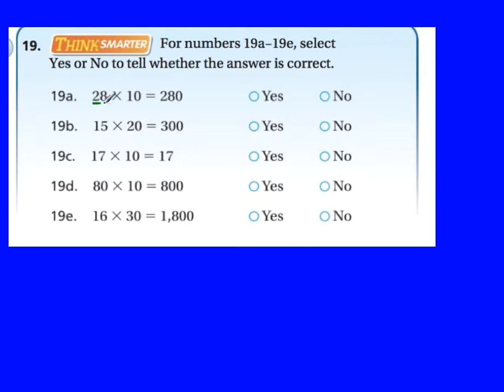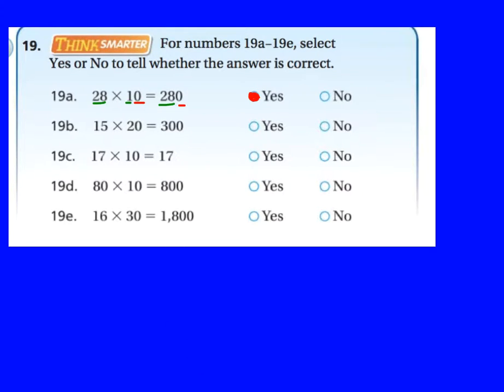Well, 28 times 1 is 28. And how many zeros should I add? 1 zero. It's correct. By the way, make sure you are filling in the bubbles. You should never make an X or a check mark. You should always carefully fill in the bubbles. It's harder for me because I'm on the computer, but you should always do that.